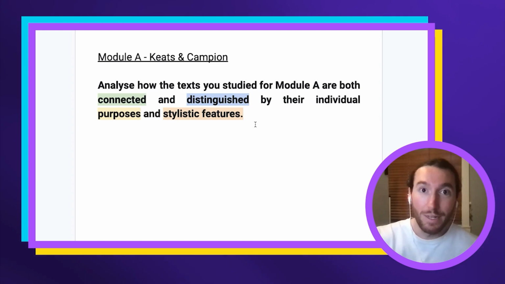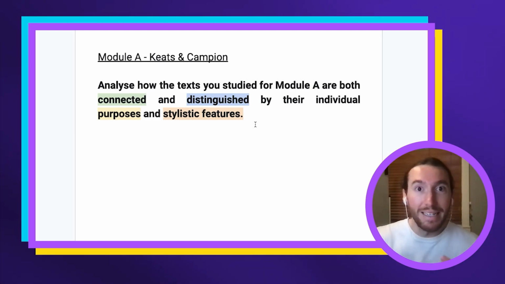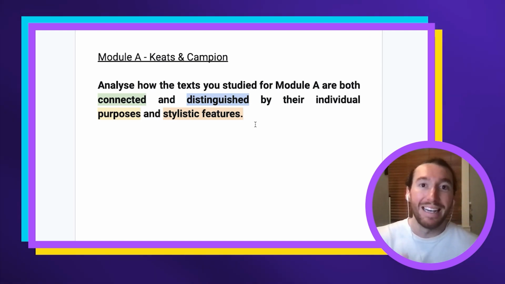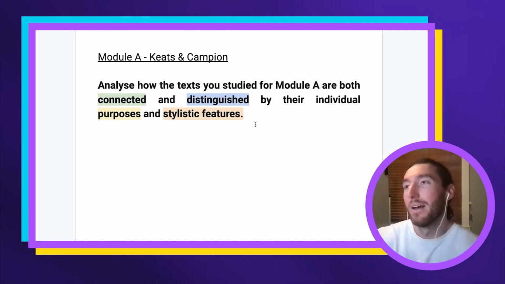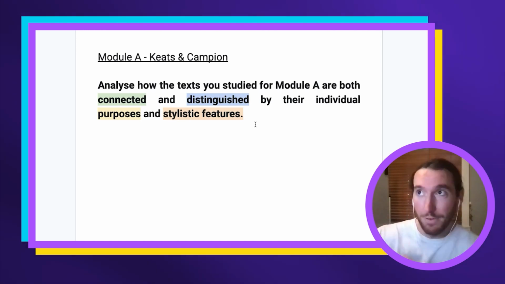Okay, so connection to me is a similarity, something that is similar between the texts. Distinguished means a difference, okay? In terms of the module description, connected would mean resonance. I would try and use that as well, but I would mainly prioritize using the word connected or connection or connect. You can use any derivative of the word, but make sure it is based on the actual keyword of the question. And then for distinguished, distinguishable. Okay, so there are derivatives of that word as well.